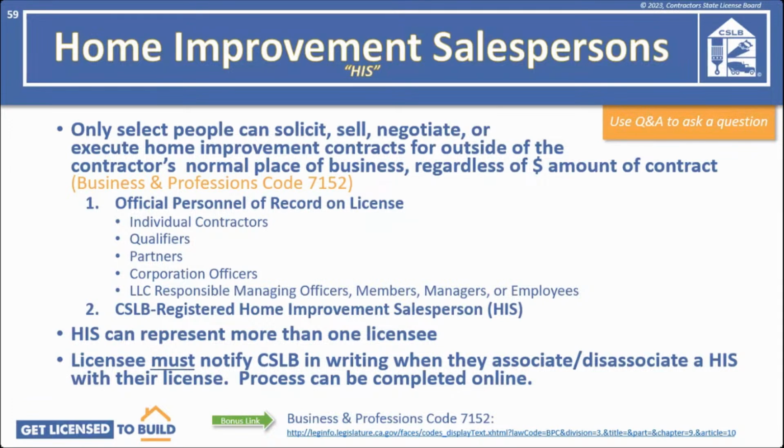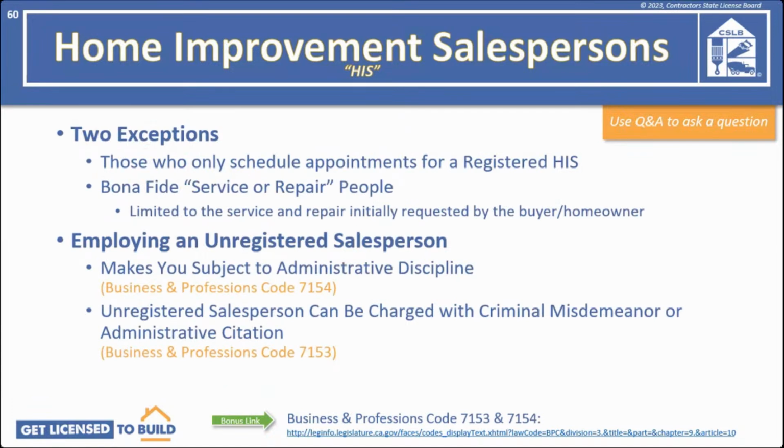An HIS can work for more than one contractor. The licensee must notify CSLB when they either associate or disassociate an HIS with their license. This process can now be completed online as well. There are a couple of exceptions to note. First, are those who only schedule appointments for the contractor or registered HIS, and bona fide service and repair people. These are the folks you call out for repairs, including for things like air conditioning, heating, and plumbing. But those service and repair people are limited to the work that was initially requested by the buyer or homeowner.